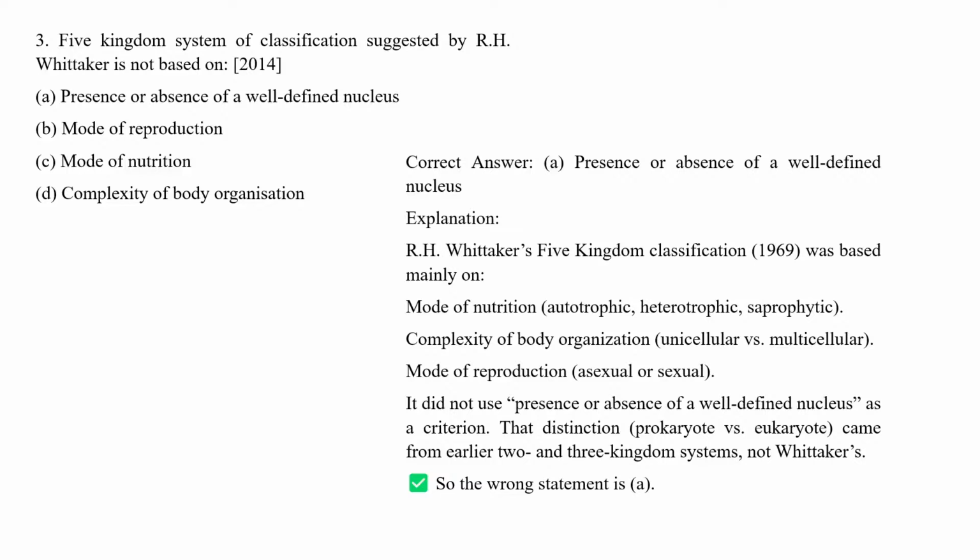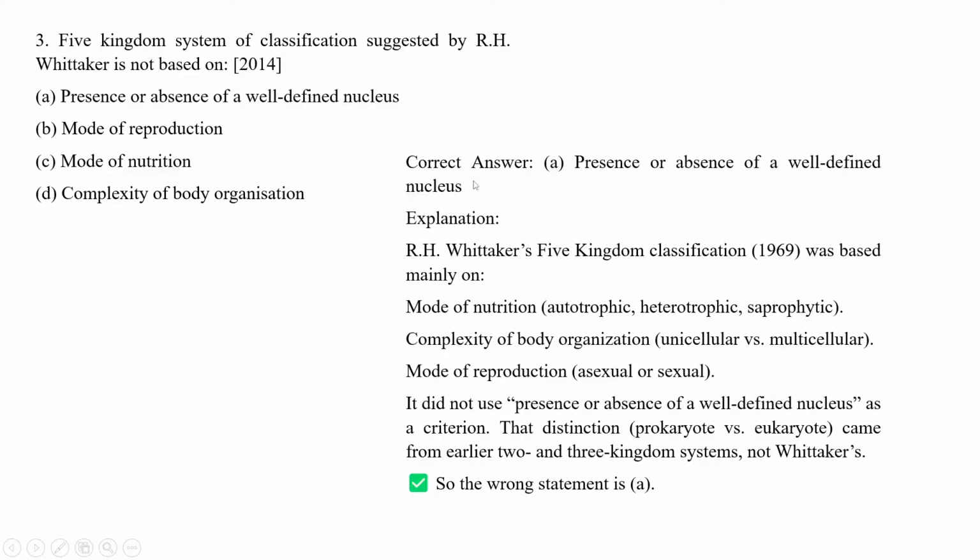So the correct answer is option A, the presence or absence of a well-defined nucleus. Whittaker's 5-kingdom classification does not use presence or absence of a well-defined nucleus as a criterion. That distinction came from the earlier 2 and 3-kingdom systems, not Whittaker's. That's why the question asks which is not a basis, and the correct answer for this question is option A.